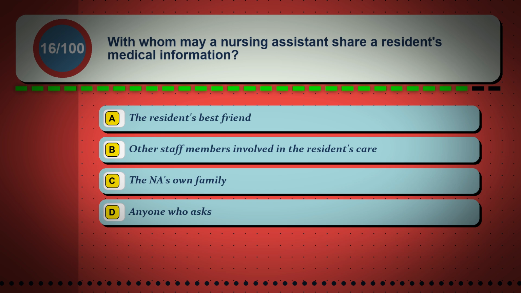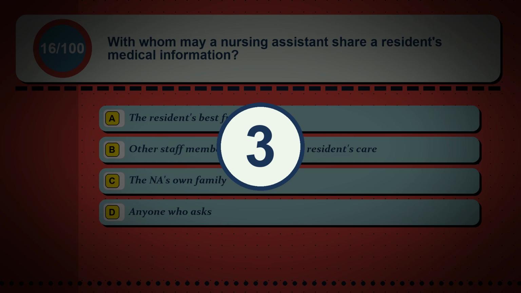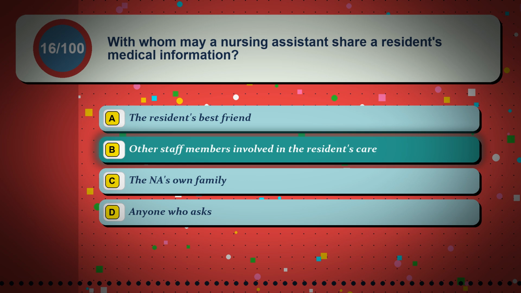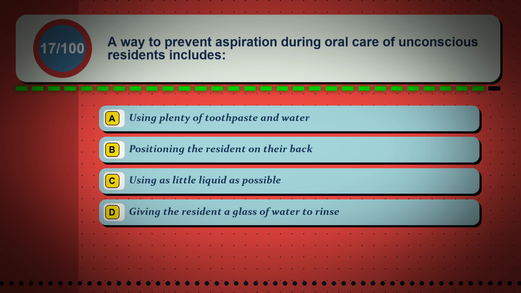Question 16. With whom may a nursing assistant share a resident's medical information? Option A. The resident's best friend. Option B. Other staff members involved in the resident's care. Option C. The NA's own family. Option D. Anyone who asks. The correct answer is option B. Other staff members involved in the resident's care. Under HIPAA, medical information is confidential and should only be discussed with the healthcare team members who need that information to provide care.